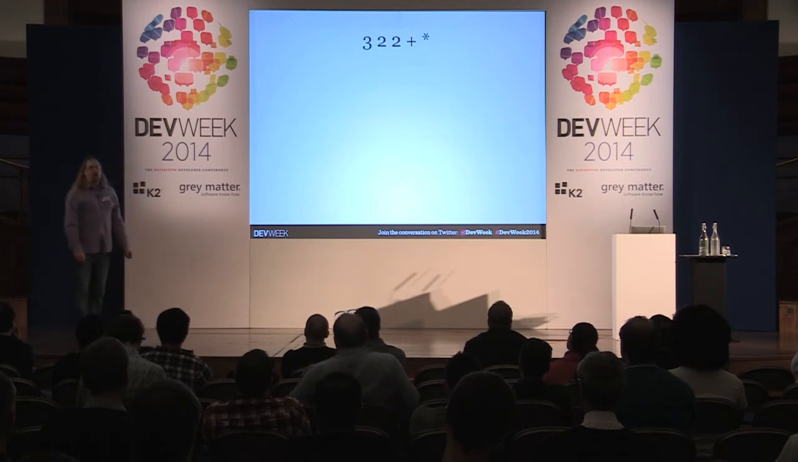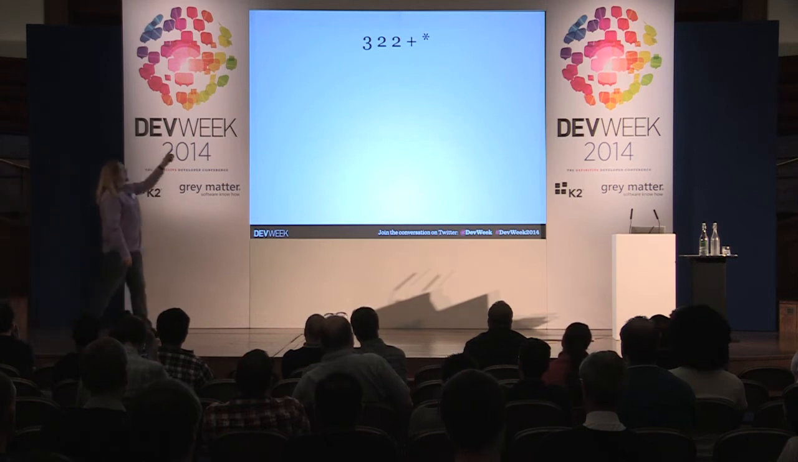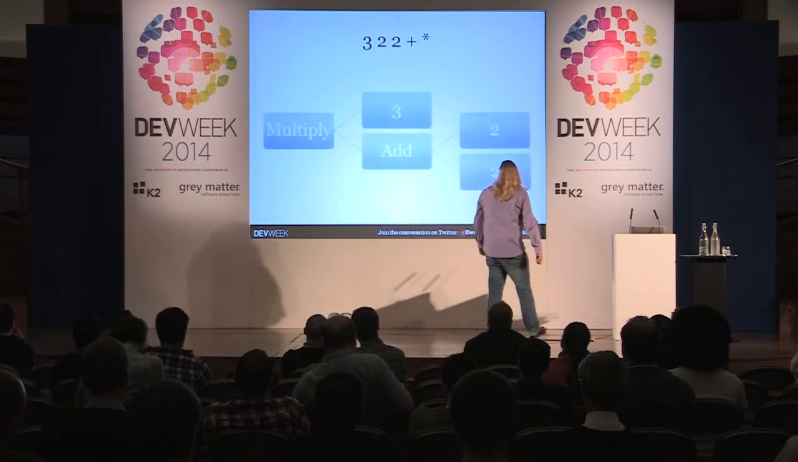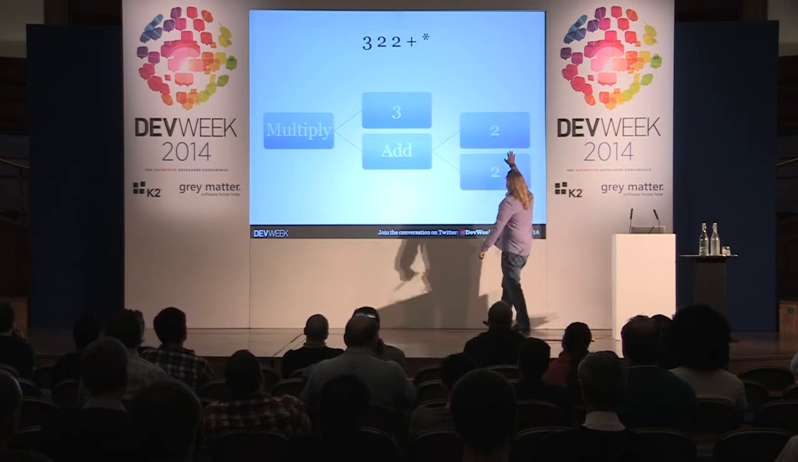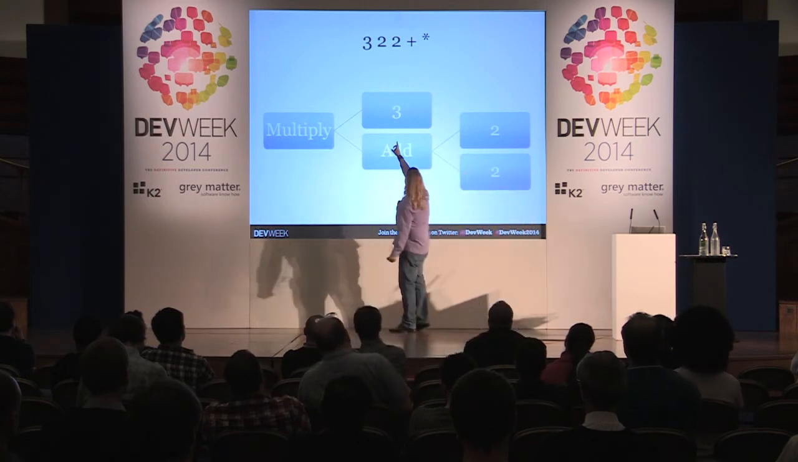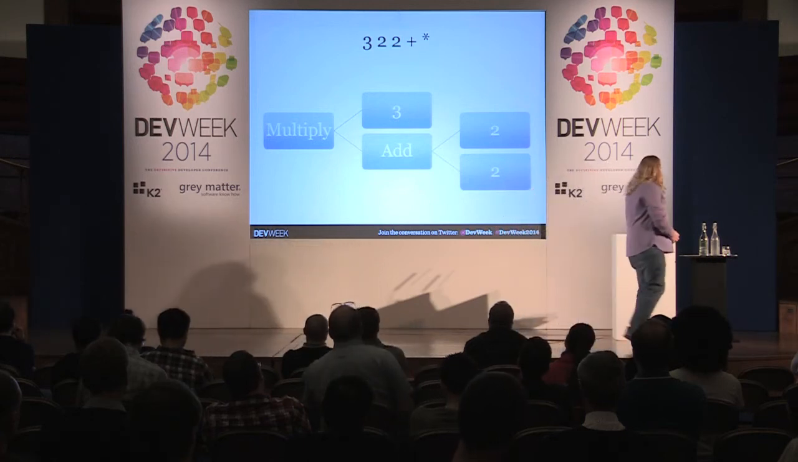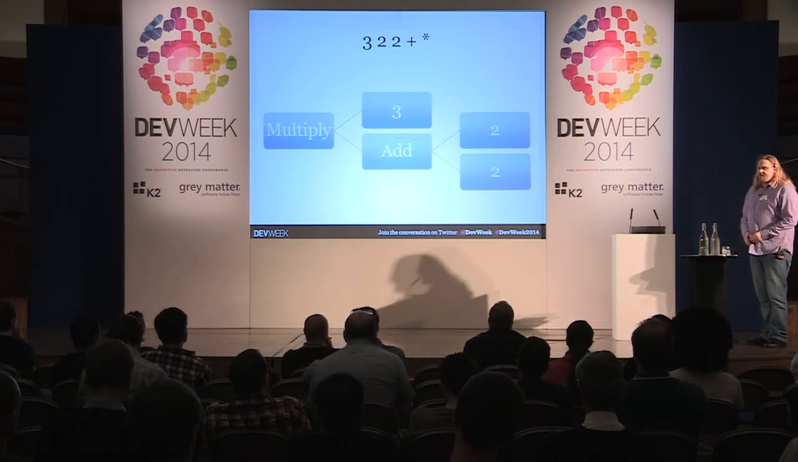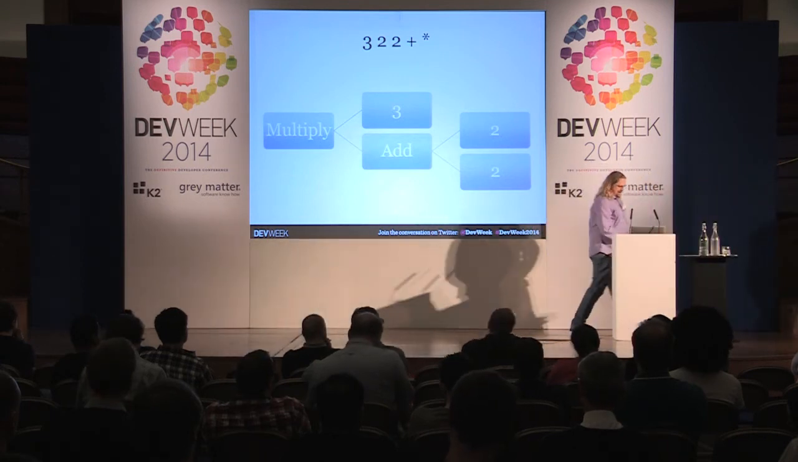So you can then build up more complicated structures. In this case, 3 2 2 plus times means multiply 3 by the result of adding 2 plus 2. So we're going to take the result of adding 2 and 2, and multiply it by 3. Now, notice that that looks extremely like an earlier slide. That looks like an expression tree, because that's exactly what it can be. So, let's write some code.